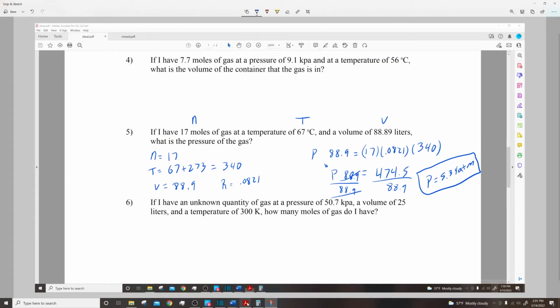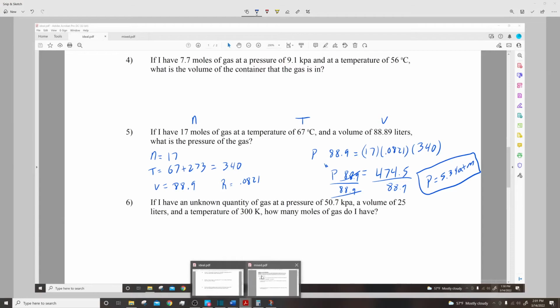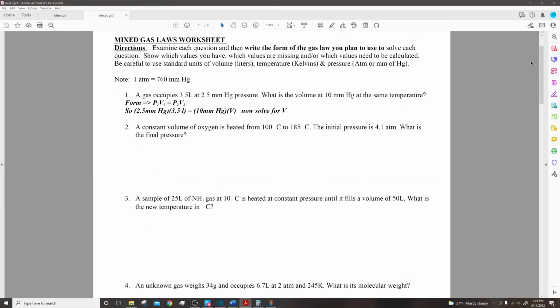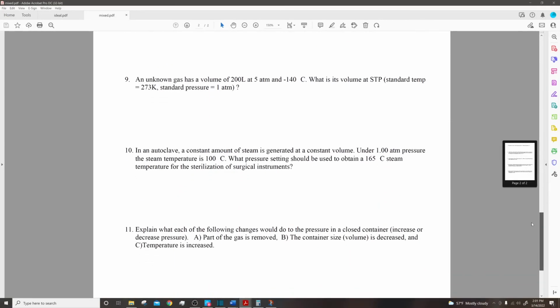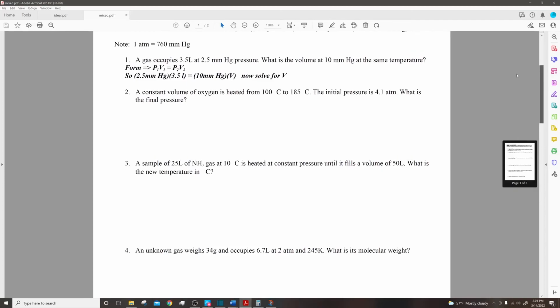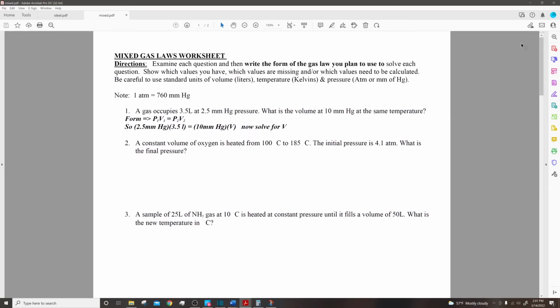But I do have one more that I'd like to do with you guys. The last one we're going to solve together is going to be the mixed gas law equations. And with mixed gas laws, this is where things get a little bit more difficult, just because you have to figure out which gas law you're going to use. For everything up to this point, you were given the gas law, you were given the equation, you just had to plug stuff in. For these, you have to read it.